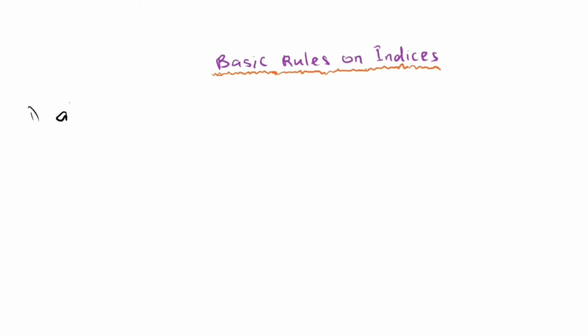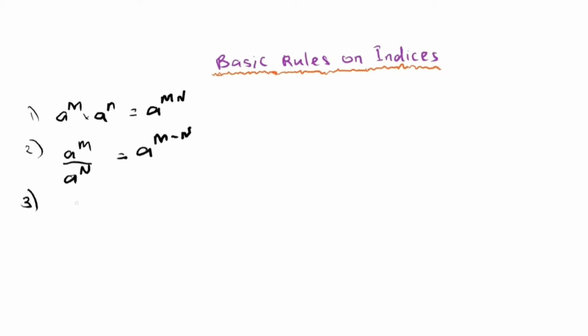The first is a to the power m times a to the power n can be written as a to the power m plus n. The second one, a to the power m divided by a to the power n, can be written as a to the power m minus n. And the third one is a to the power m, all to the power n. You can write this as a to the power mn.